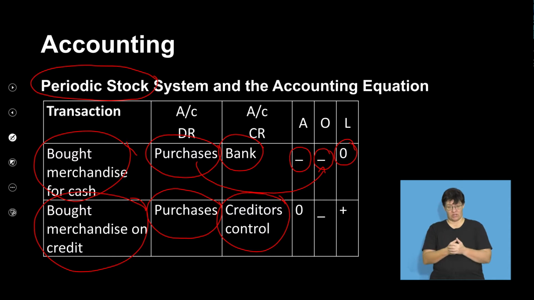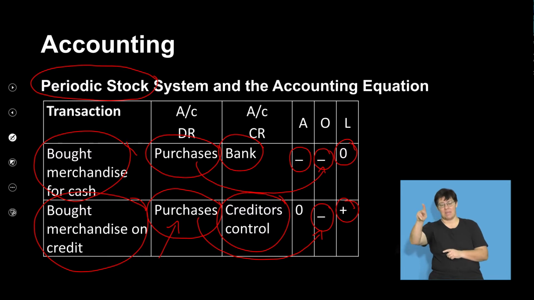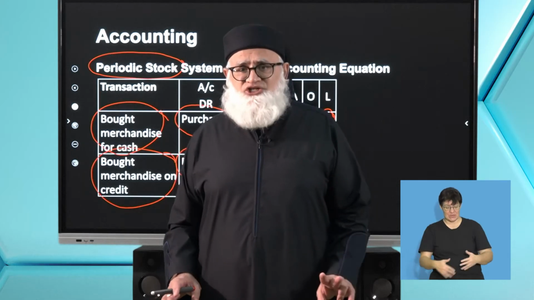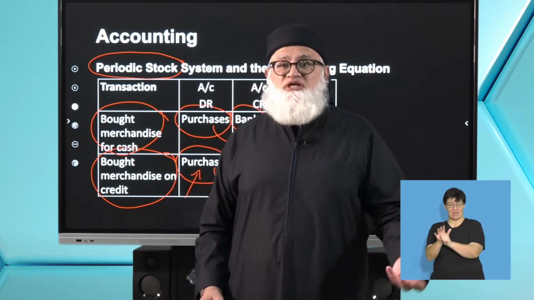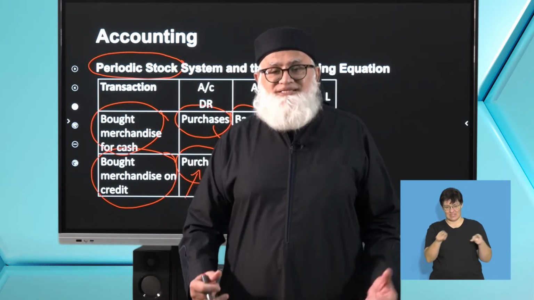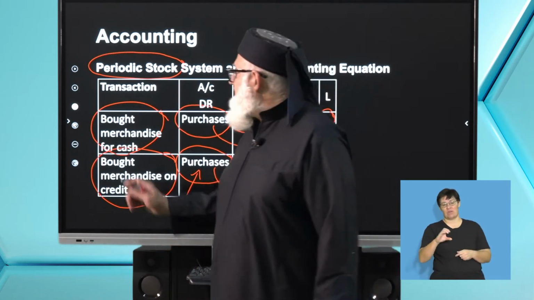Notice the change. Instead of using a trading stock account, whenever we're dealing with periodic, we're using the purchases account. Effect on the accounting equation will be owner's equity minus. Why? Purchases is regarded as an expense, and your liabilities increase because you are owing more money to your suppliers. So here you've seen two transactions and how they impact in terms of the accounting equation, in terms of the account debit and the account credit. Let's continue.